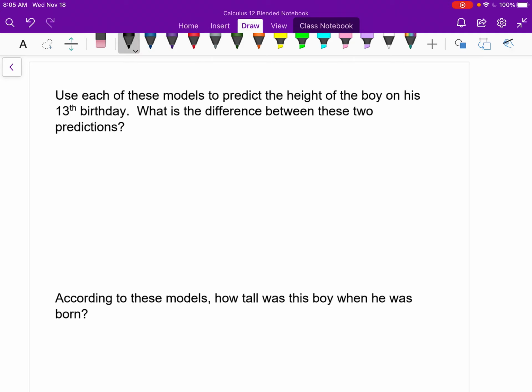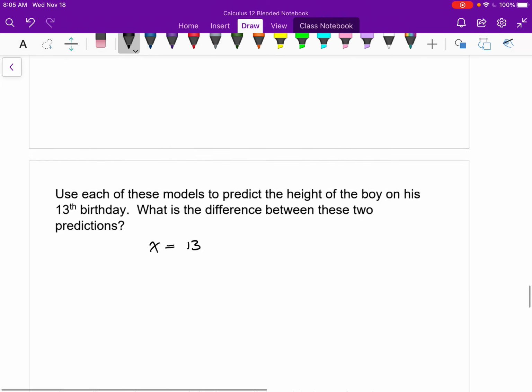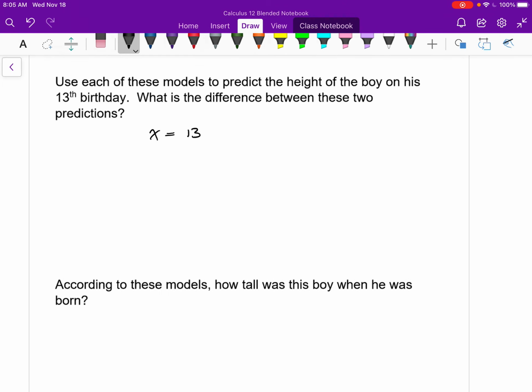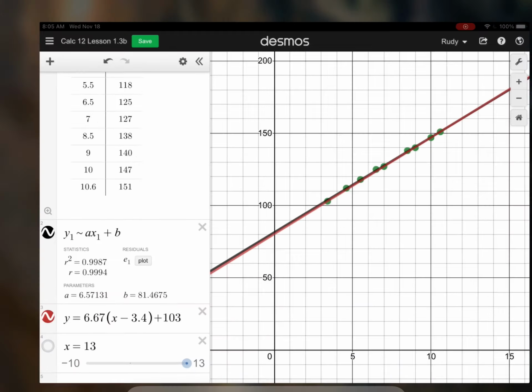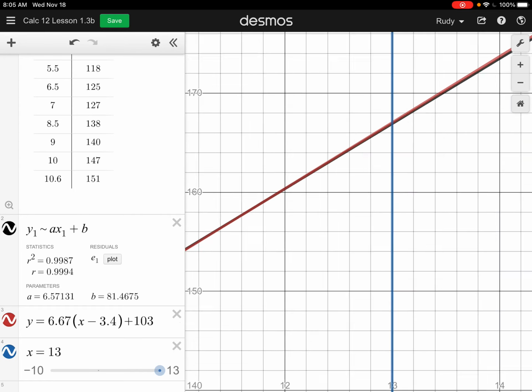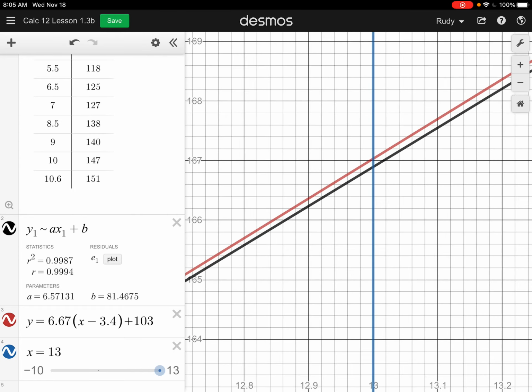I could quite easily replace x with 13 in each of my two models and substitute it in algebraically, and I know I should get a pretty similar value for each. Or, since I already have the graph out and I like visuals, I'll just draw a vertical line where x equals 13. And notice if I zoom in here, it's extremely close.